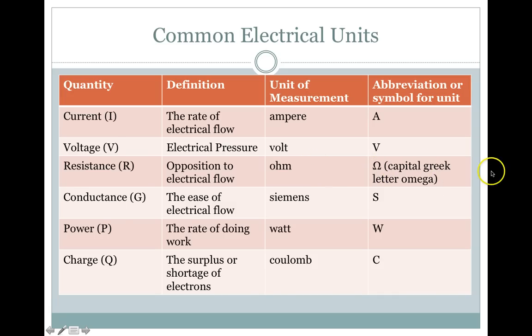It looks like that. Conductance, shown as G, is the ease of electrical flow, measured in Siemens. The abbreviation is the capital letter S. Power is P. It's the rate of doing work. The unit of measurement is the watt, and the abbreviation or symbol is W. The charge is Q, the surplus or shortage of electrons. It's measured in coulombs, and the symbol is capital C.